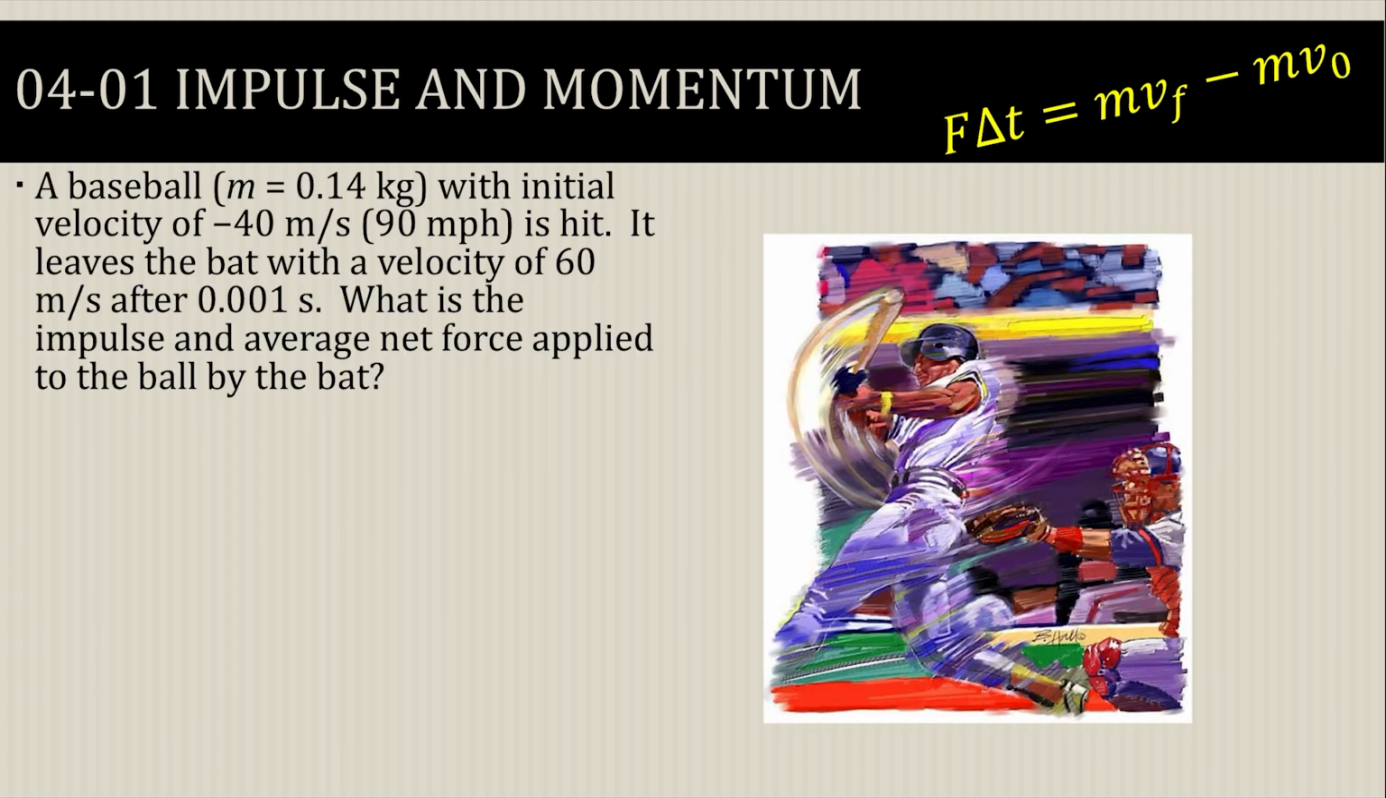A baseball, mass 0.14 kilograms, with initial velocity of negative 40 meters per second is hit. It leaves the bat with a velocity of 60 meters per second after 0.001 seconds. What is the average net force applied to the ball by the bat? So, first of all, why are the velocities different signs? Because initially the ball is going that way. After it's hit, the ball is going that way. Since they're going opposite directions, they have opposite signs.